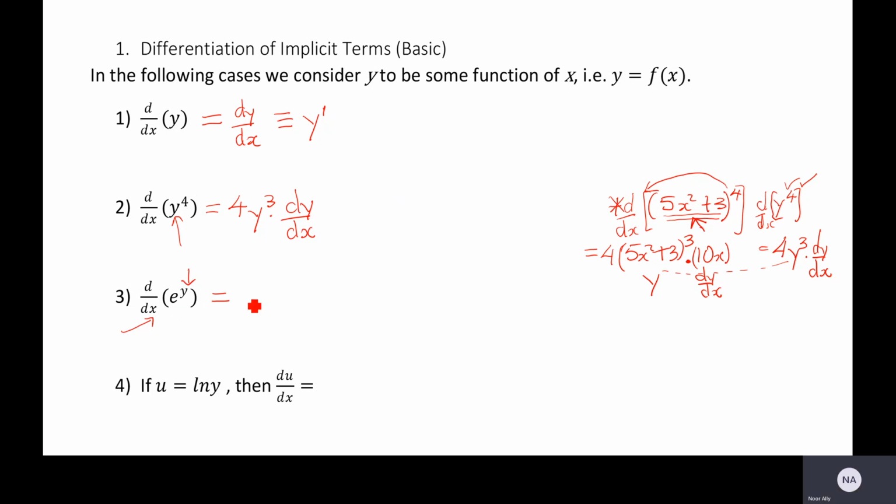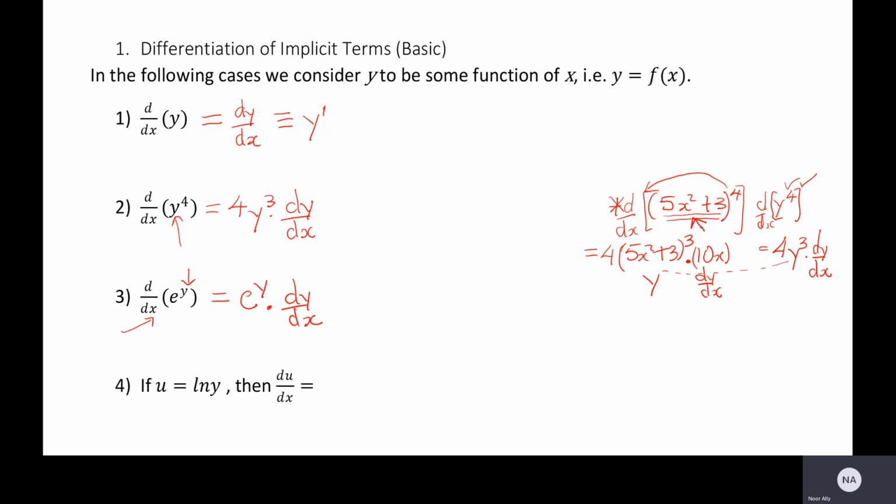First, we differentiate e to the y. What's the derivative of e to the y? That's simply e to the y. Do we stop there? No. Multiplied by the derivative of y, which is dy/dx. These are basic procedures that you have to follow when differentiating implicit functions. Have a look at number 4.